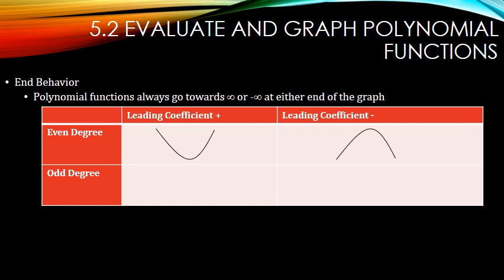If we have an odd degree with a positive leading coefficient, the left side goes down, the right side goes up. And an odd degree with a negative leading coefficient, the left side goes up, the right side goes down.